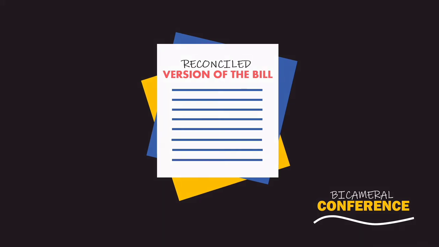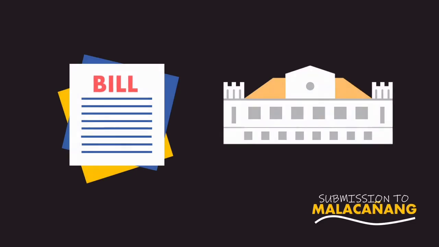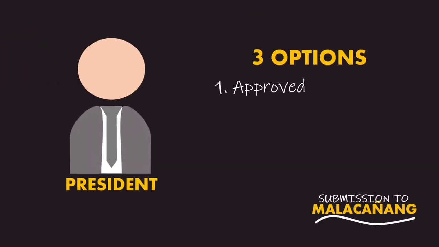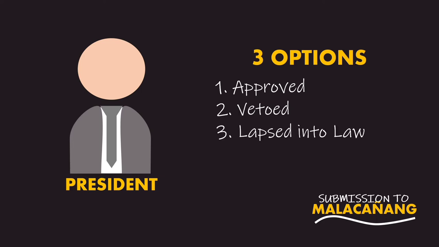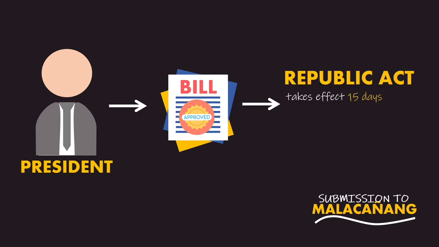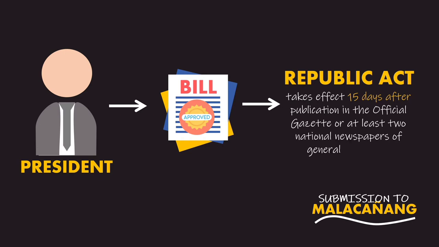Step 10. Submission to the Malacanang. Under this step, there are 3 options: approved, vetoed, and lapsed into law. Let's talk about these options one by one. First, approved. Once it is approved by the President, it becomes a Republic Act and takes effect 15 days after publication in the official gazette or at least 2 national newspapers of general circulation.